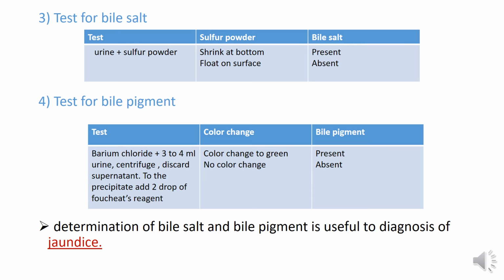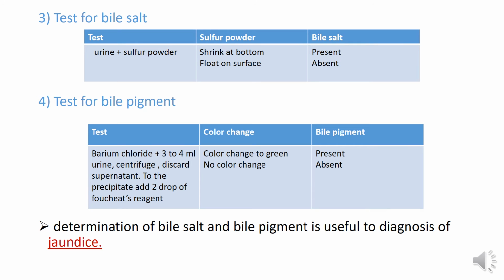The next test is a test for bile pigment. In the bile pigment test, we use a urine sample and add barium chloride plus 3 to 4 ml of urine, then centrifuge, discard the supernatant, and add 2 drops of Fouchet's reagent to the precipitate. If the color changes to green, the test is positive, meaning bile pigments are present in urine. If there is no color change, the test is negative.